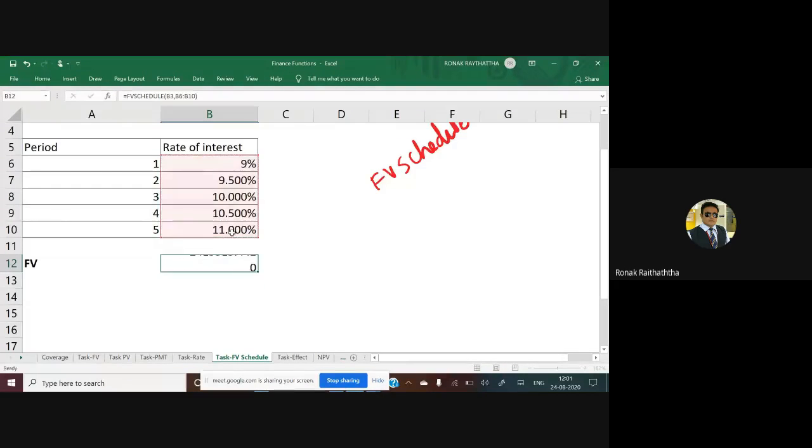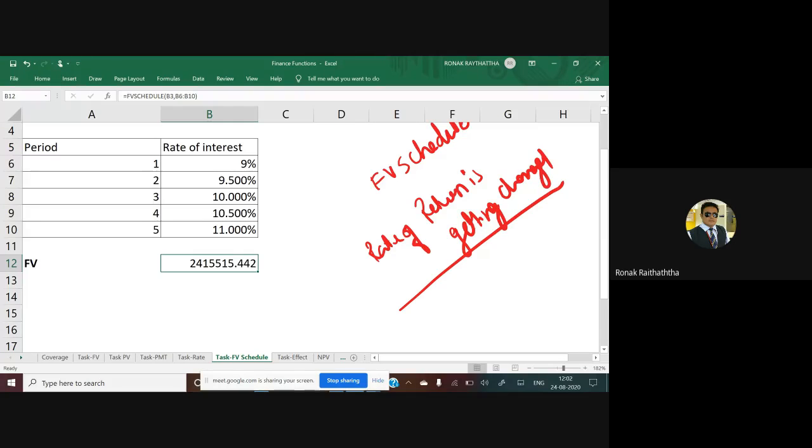Closing the bracket, pressing enter. So you get the FV of 24,15,515. As simple as that. Sir, it is simpler than the FV as well. True. But here, what you should note down is that the rate of return is getting changed over a period of time. For every year, it is being changed.